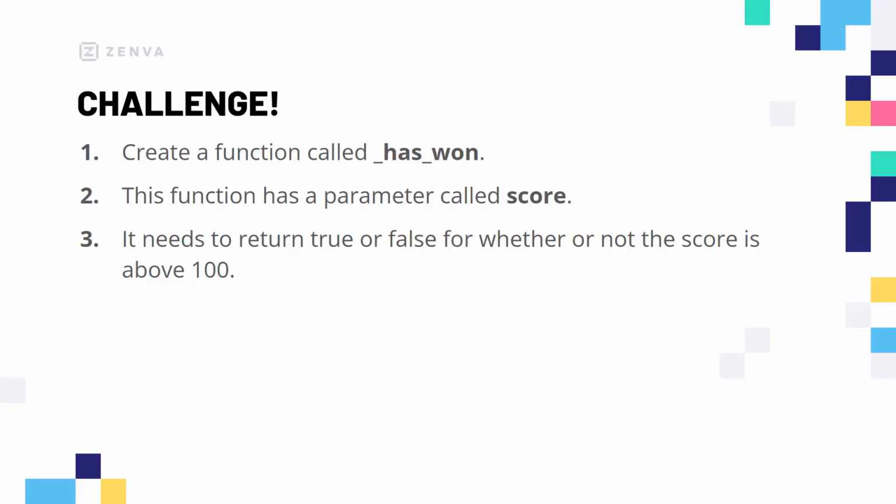Alright, now let's have a little bit of a challenge. I want you to go ahead and create a function called has1. Now this function is going to have a parameter called score, which is going to be of type int, and it then needs to return true or false for whether or not the score is above 100. So if the score is above 100, return true. If it's below or equal to 100, return false. Okay, so have a go at that, and I'll be right back to see how you've done.